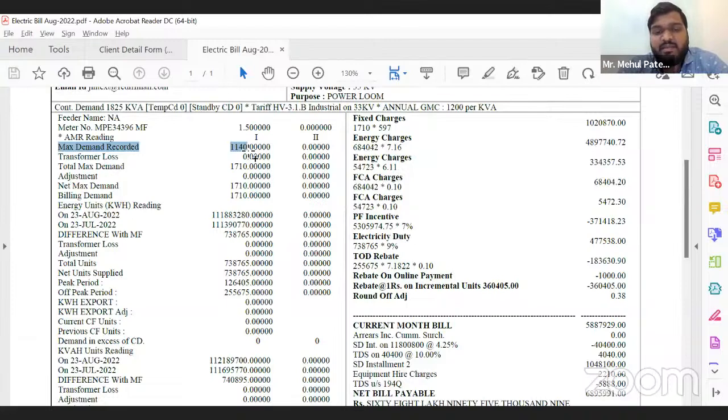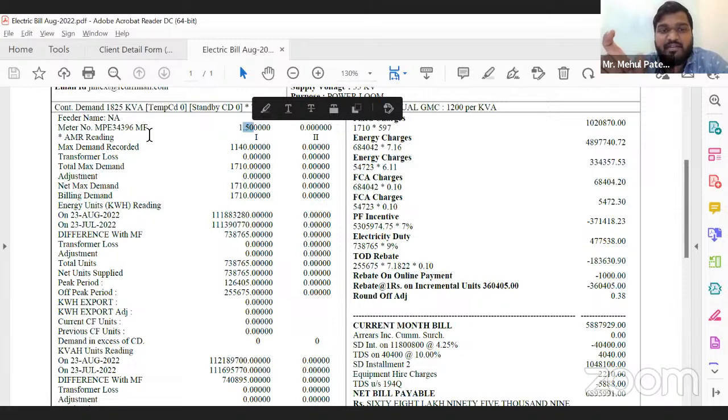All meters have a multiplication factor, which is the configuration of the meter. The meter of this particular discom has a multiplication factor of 1.5. Meters have limited space for displaying numbers, so a multiplication factor is set so that readings can be multiplied easily during billing or analysis. The meter number is mentioned over here, and MF is nothing but the multiplication factor.